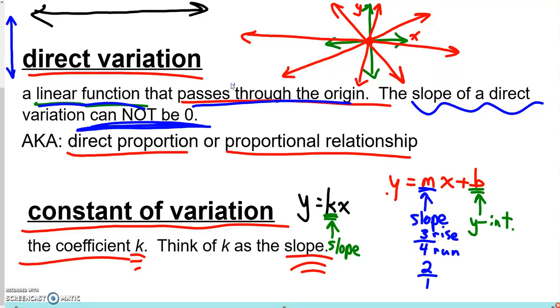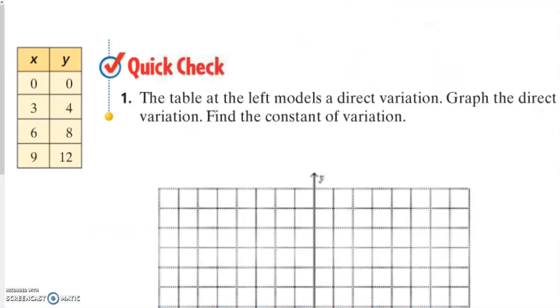So, constant of variation is just the slope. It's the number attached to x. So if you get confused in direct variation form, think of slope-intercept form, y equals mx plus b, and you should be okay. Let's talk about how this works.